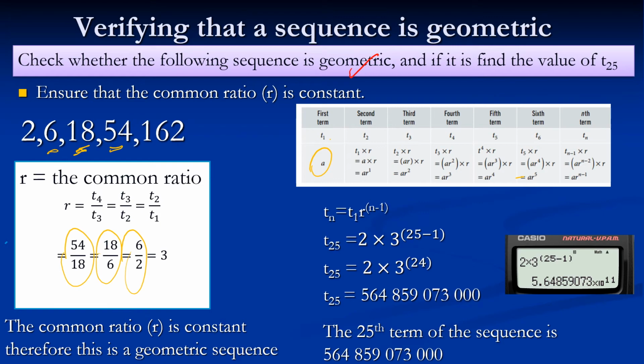So we apply the rule. So the 25th term equals the first term multiplied by the common ratio to the power of that term number minus 1. So what we're really saying is 2 times 3 to the power of 24. So this is going to be a huge number, isn't it? So we can say that the 25th term is, well, let's go 1,000, million, billion, trillion. So 564 trillion. And yeah, that's pretty big.